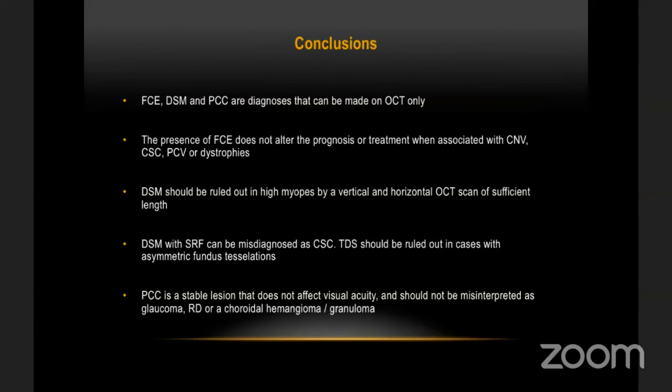So to conclude, these 3 new terms, FCE, DSM, and PCC, they are diagnoses that can only be made on OCT. About FCE, remember that it doesn't alter the prognosis unless associated with another ocular disease. DSM should be looked for and ruled out in high myopes, and be careful whenever you see a CSC with high myopia, look for a dome. Tilted disc syndrome should also be looked for in these cases, which is a common differential. PCC is a stable lesion and should not be misinterpreted or treated as a glaucoma or a choroidal mass.